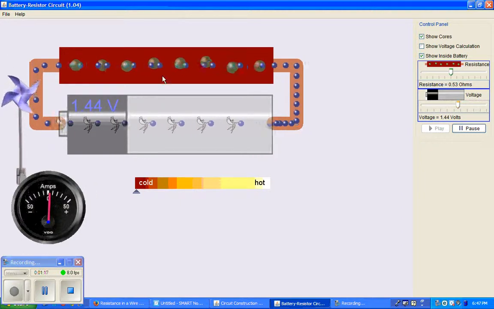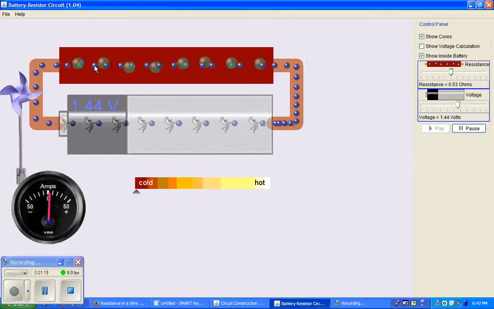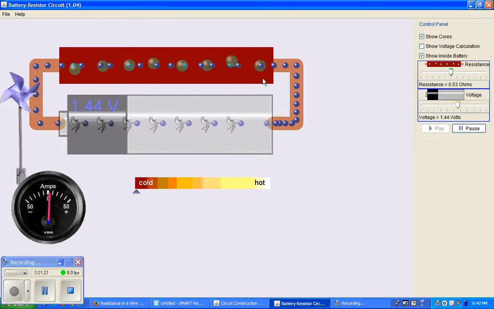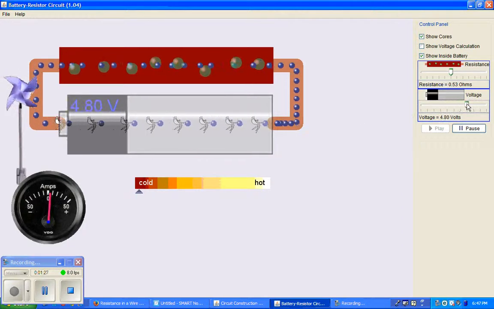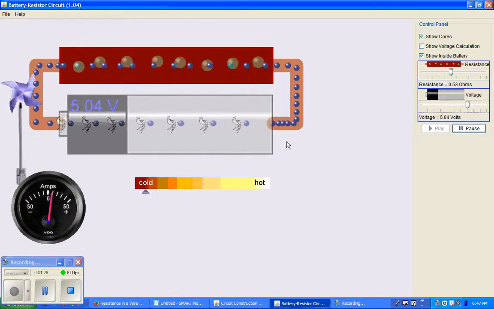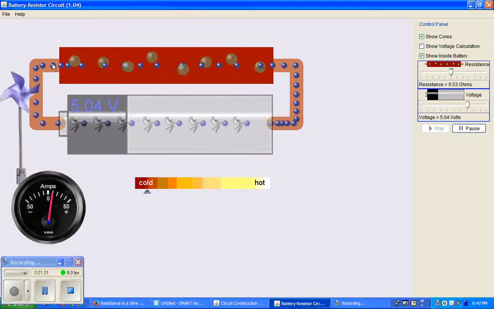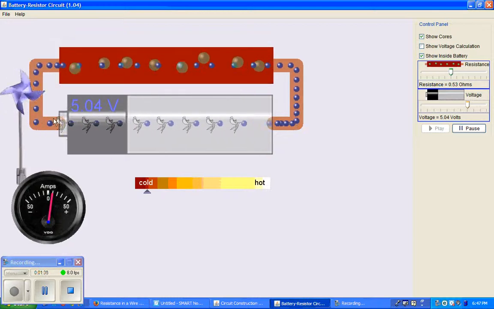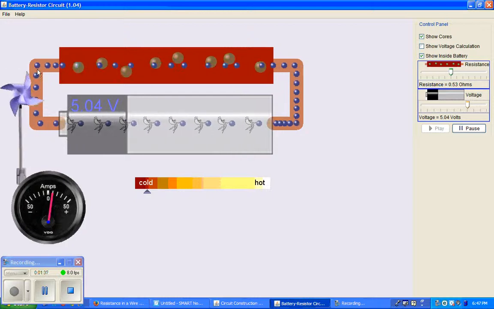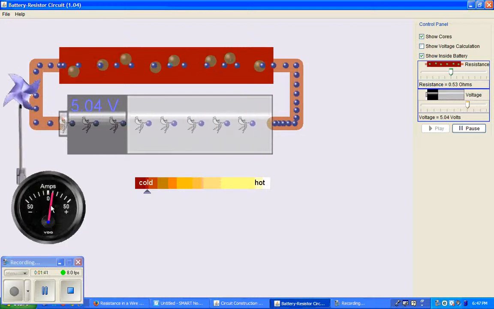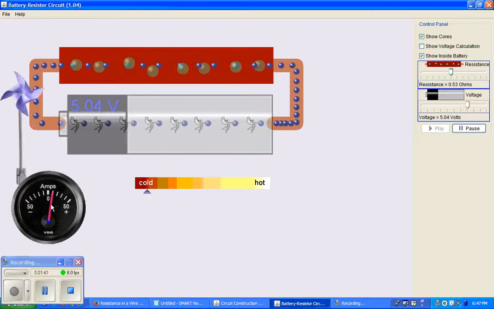The random motion in the resistor, as the atoms of the resistor push on the electrons and resist them, has all slowed down. As I increase it to 5 volts again, you can see the speed of motion through the circuit has increased. Our pinwheel is going faster, which means the current is going up, and that's registering as a greater amperage on the dial.